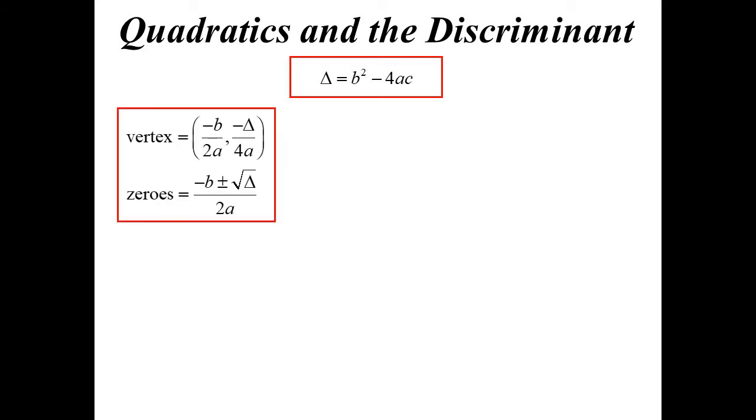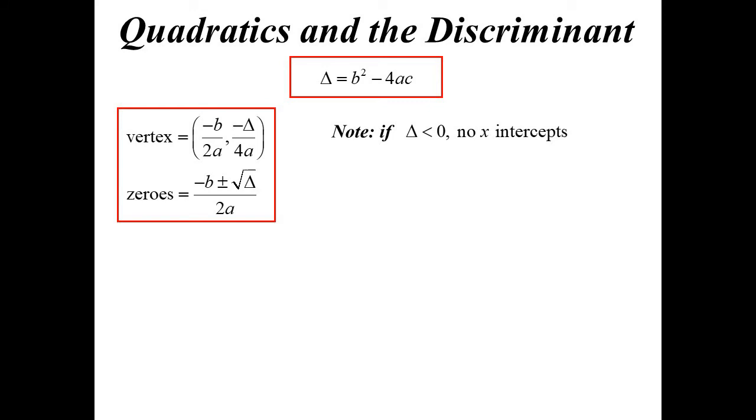The vertex: now we know the x value is the axis of symmetry, minus b on 2a. But I don't know whether you knew that the y value can be written as minus the discriminant over 4a. That's how you can find the y value straight away. And of course our x-intercepts, well, it's the quadratic formula: minus b plus or minus the square root of the discriminant, b squared minus 4ac, all over 2a.